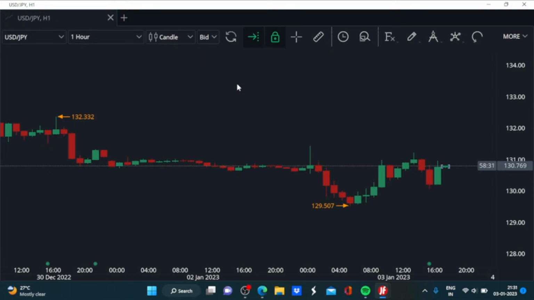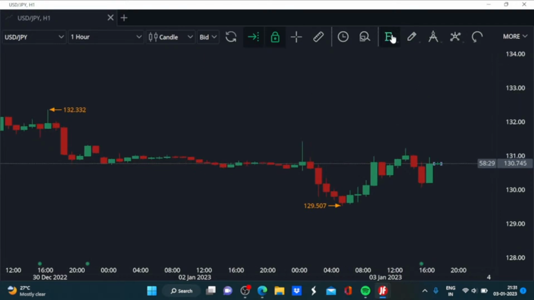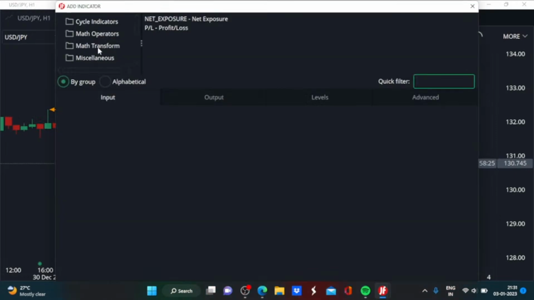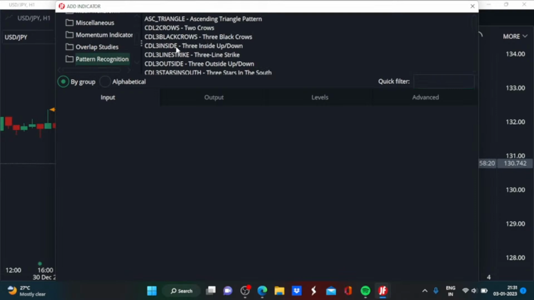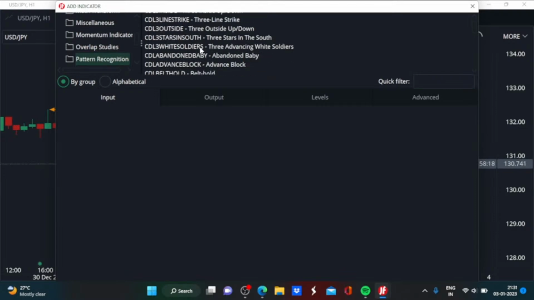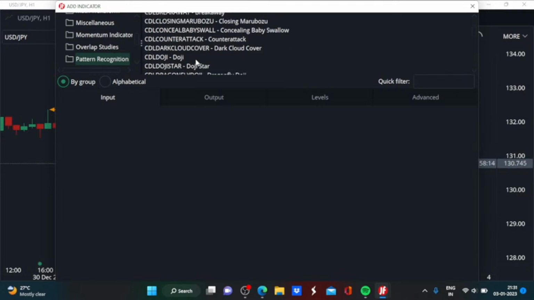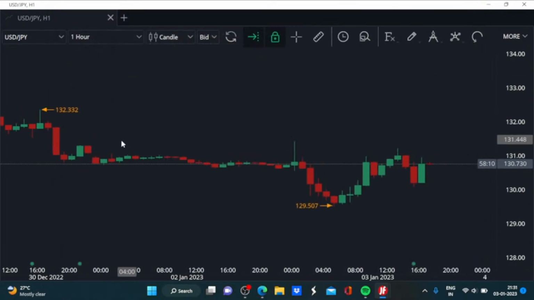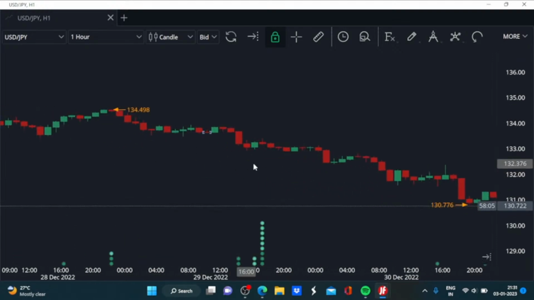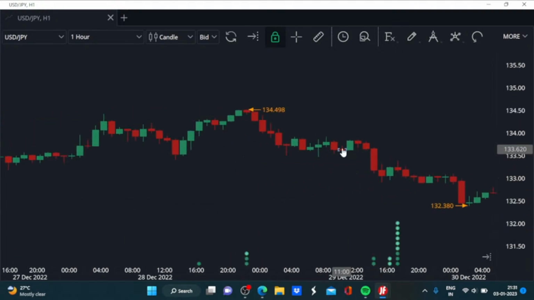So here I am adding it, but just to make sure that you know where it can be found, I'm also giving you its exact location. It can be found in pattern recognition. Here you will get it just below the Doji formation, Doji star. Okay, so I have added it to the chart. Let us see if we can find one example. All right, here it comes.